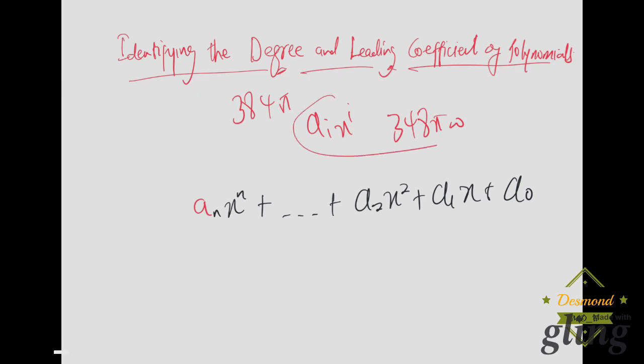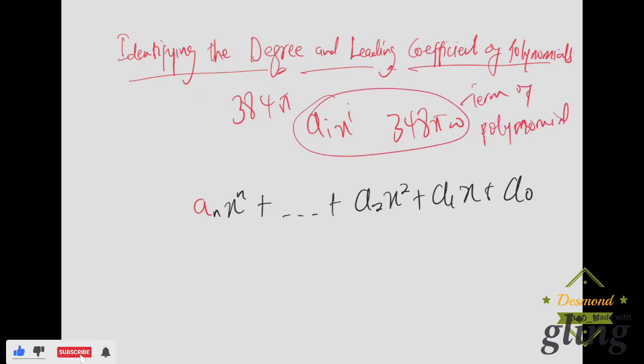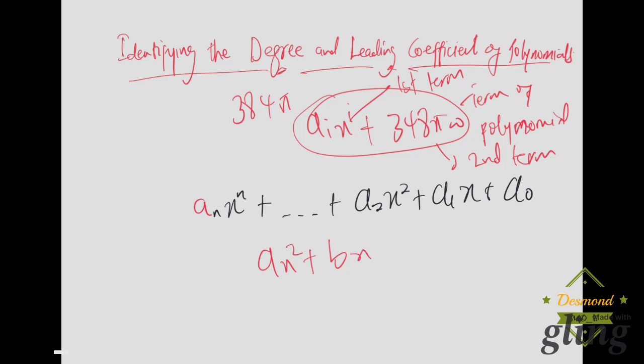So all these are terms of a polynomial. This one is a term. Let's say this is the first term, and this can also be the second term. If a term does not contain a variable, it is called a constant. Let's say we have maybe ax plus b. Let's say we have ax squared plus bx plus c. Now the c here is called a constant.